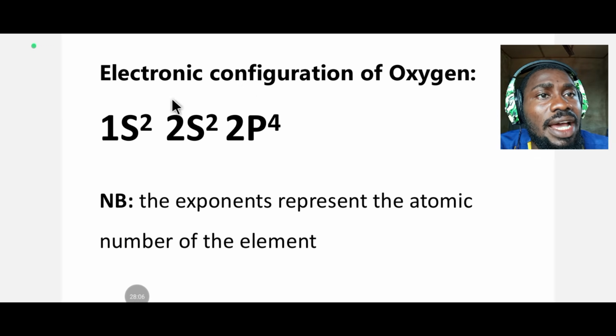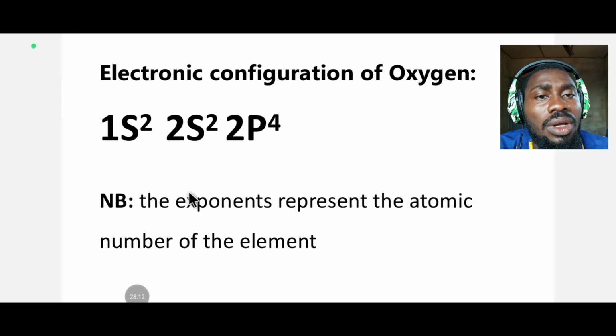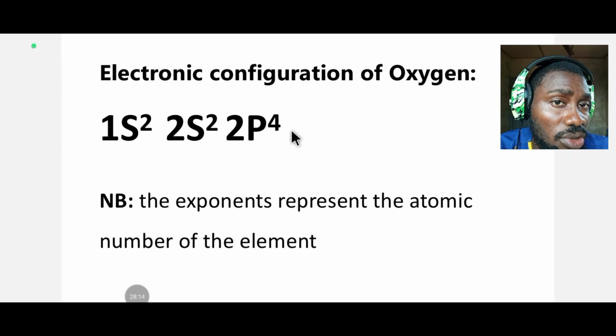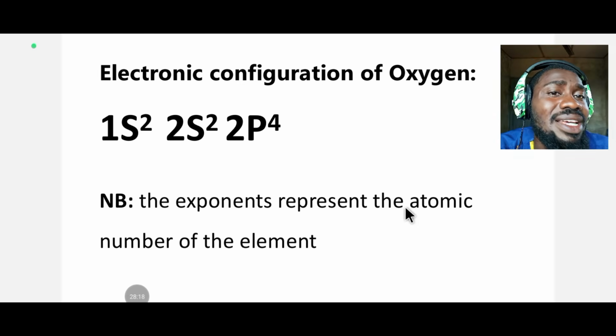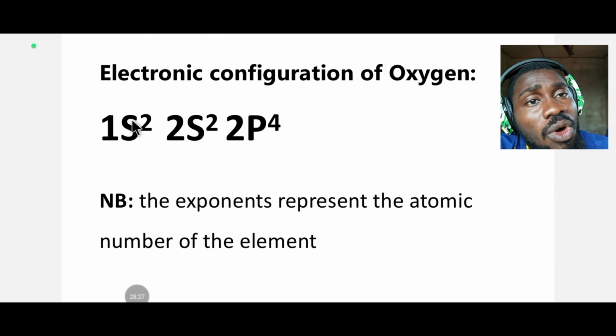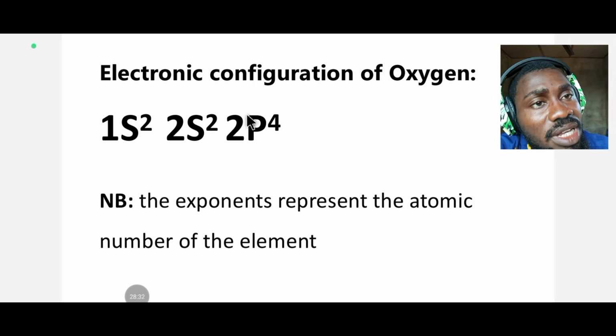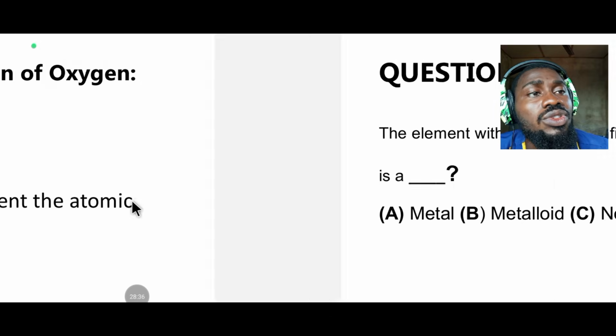So moving on. Electronic configuration of oxygen, 1s2, 2s2, 2p4. Note something very important in this electronic configuration of oxygen. The exponents represent the atomic number of the element, like I said before, all these raising powers you have here. The sum of these exponents represents the atomic number. So if you add them up, you are going to discover that it's 8. Moving on to the next question.